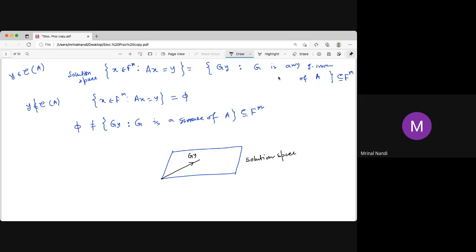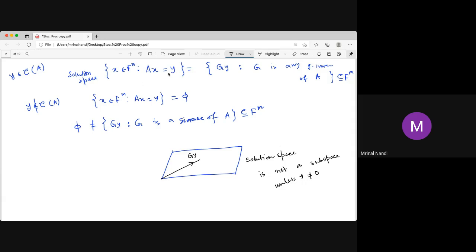Remember that, okay, no, there is a problem. Sorry, this is not a subspace. There is a mistake. This may not be a subspace. Actually, it's not a subspace, unless y equal to 0. If y equal to 0, then it is a subspace, a system of homogeneous equations. But if y is not equal to 0, then it is not a subspace.